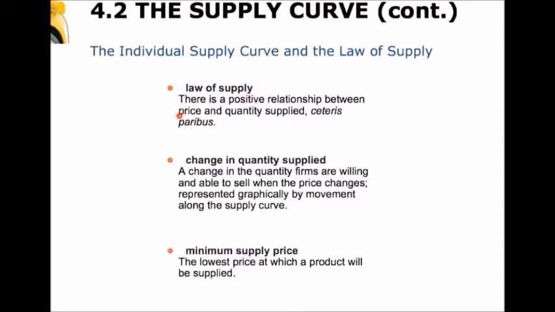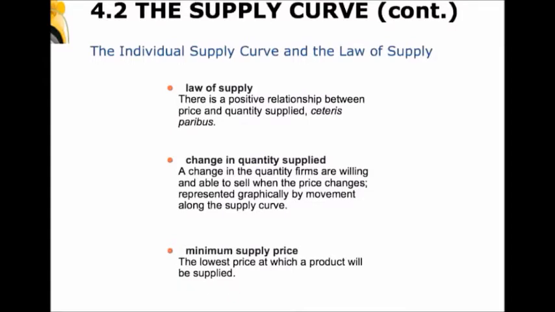If we see a change in the price, and let's talk about an increase in the price, we would expect to see a change in the quantity supplied. And we represent that by a movement along the supply curve. An increase in the price is going to increase the quantity supplied. We also saw that at some price, producers aren't willing to supply any. And that's the minimum supply price. That's the lowest price at which a product will be supplied.